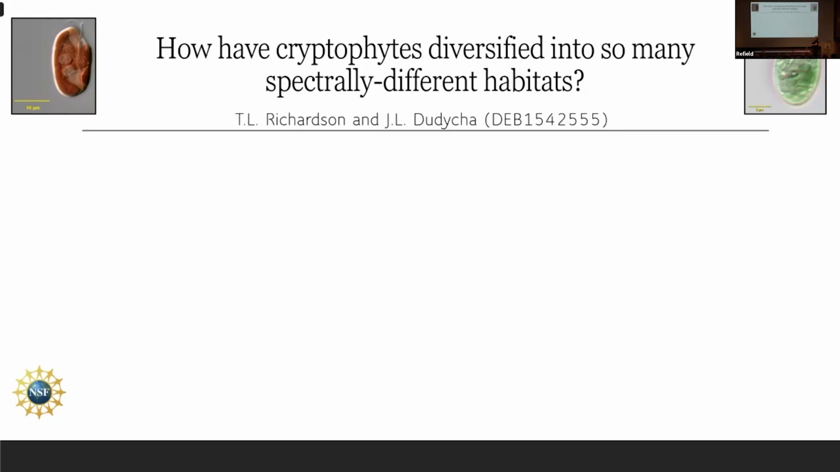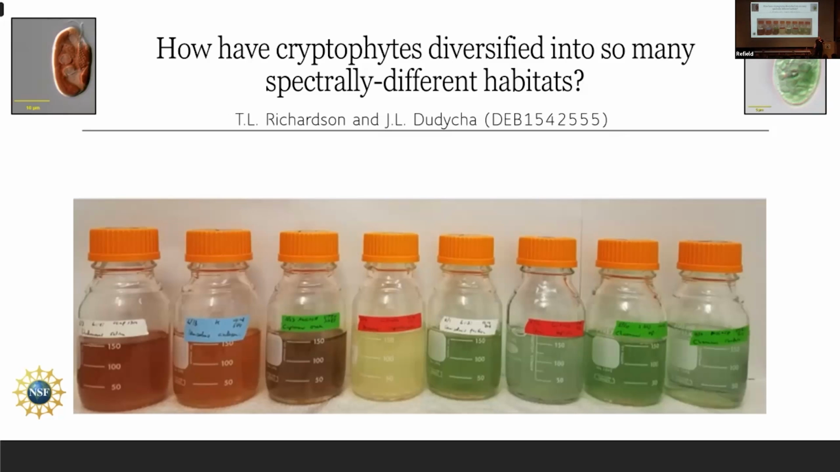So, I'm almost done. All right, so we've been working on the cryptophytes. The quick answer: we asked the question, how have the cryptophytes diversified into so many spectrally different habitats? You find these things wherever you go. They're everywhere. They're in puddles, they're in lakes, they're in mud puddles. If you go out to Eel Pond, I know there's some out there. We'll need to put money on that, actually, but not right now.